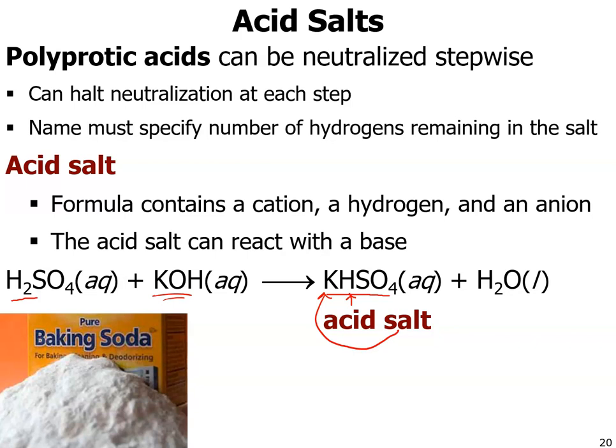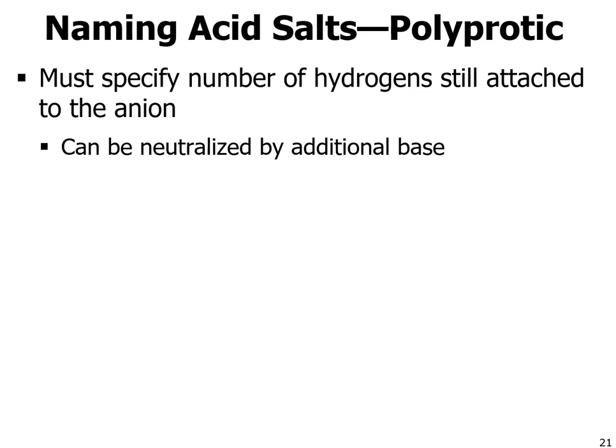Baking soda, for example, is sodium hydrogen carbonate. So you can see that instead of potassium, we have a sodium salt, the hydrogen acid, and the carbonate anion. So that's what baking soda is. It's kind of a weaker acid, but it can be used as an acid kind of compound. Acid salts are going to identify the number of hydrogens still attached to the anion. And again, it can be neutralized by different amounts of base.